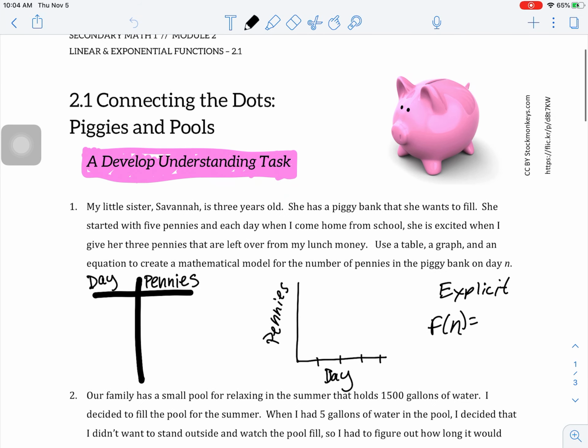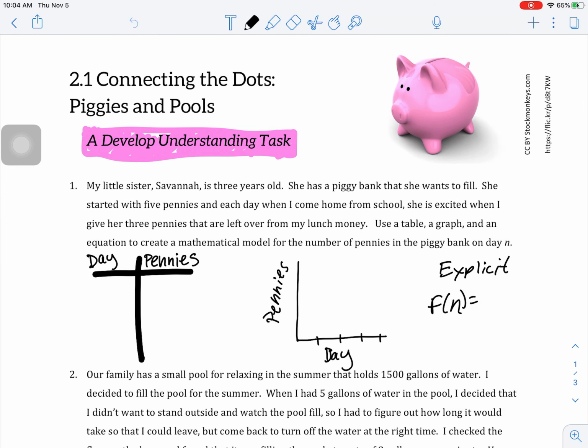Looking at Module 2.1, Piggies and Pools, this is another develop an understanding task, which means we're just at the beginning and we're developing an understanding of discrete versus continuous functions. The great thing about this lesson is it gives us a chance to practice what we learned in Module 1, which is seeing a pattern and creating tables, graphs, and writing equations. So we'll start the lesson there.